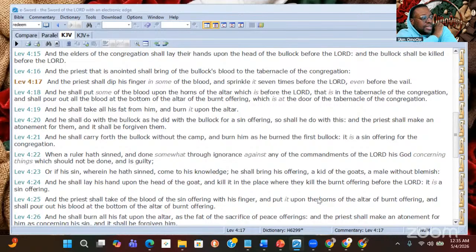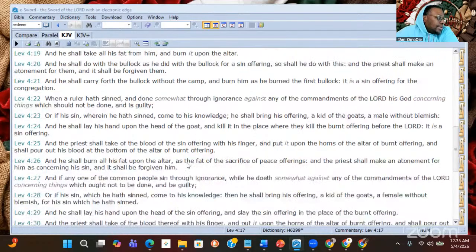So shall he do with this. And the priest shall make an atonement for them, and it shall be forgiven them. And he shall carry forth the bullock without the camp, and burn him as he burned the first bullock. It is a sin offering for the congregation. Okay.